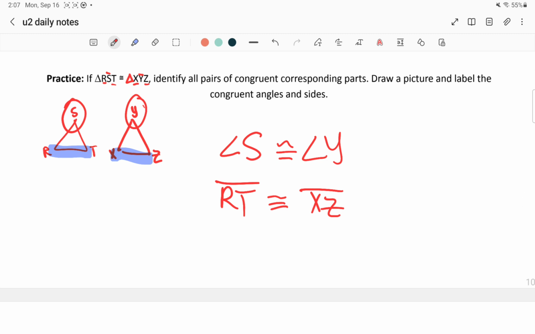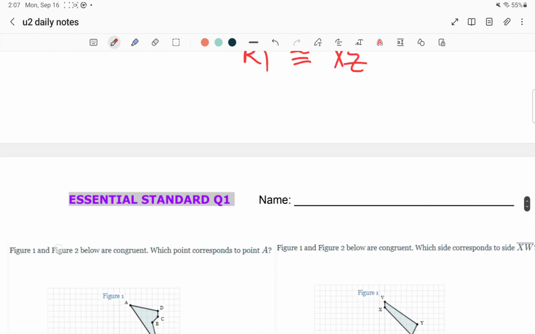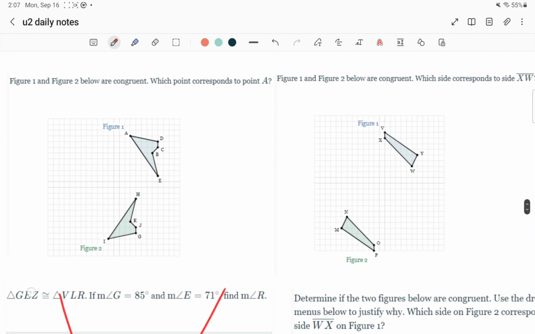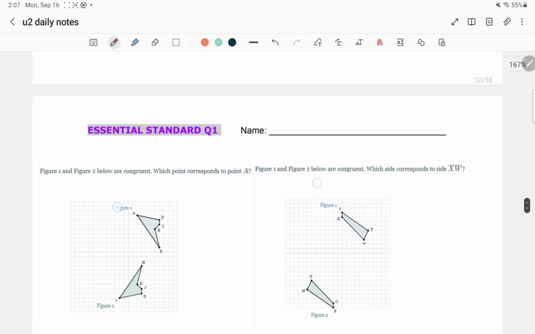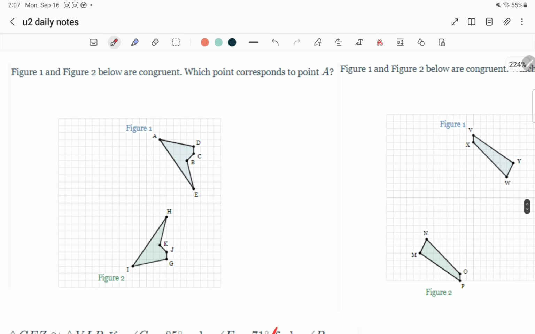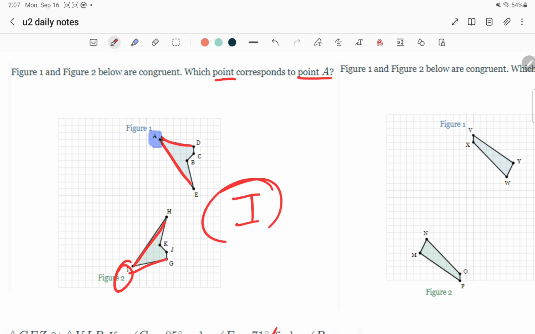We're not going to see just triangles on our homework, so let's flip the page and see what it's going to look like. First of all, these do not make it onto your homework, so put an X through them. We're just looking at the ones with pictures. Figure 1 and 2 are congruent. Which point corresponds with point A? So I see point A right there. And my thought is A is connected to the two longest sides of the shape. So I'm going to find the two longest sides, and I see that A would match up with I.